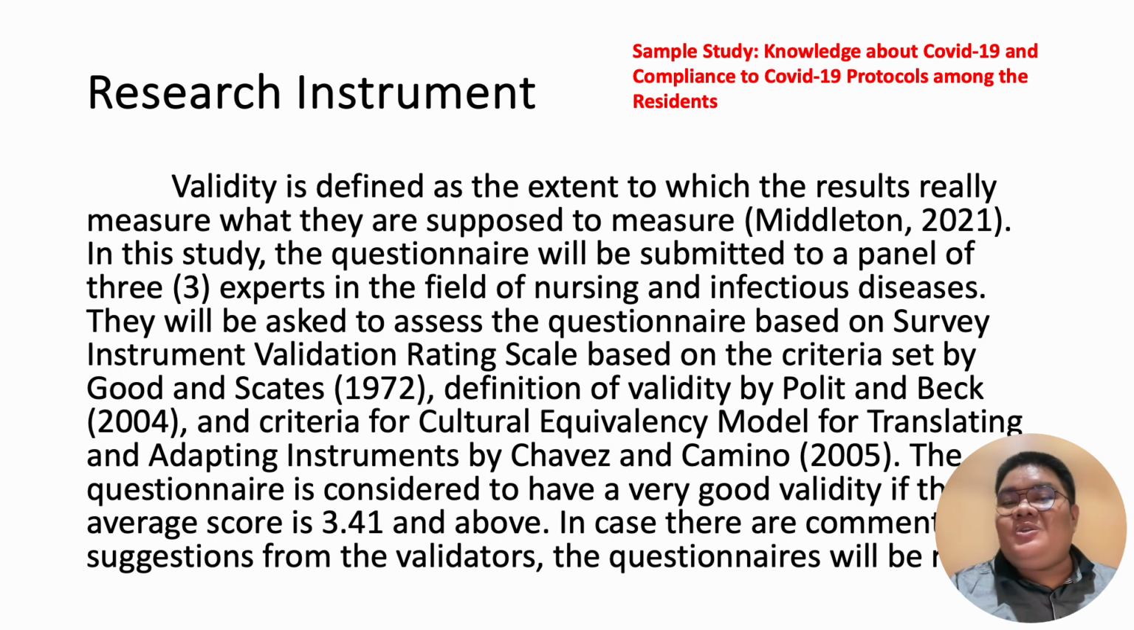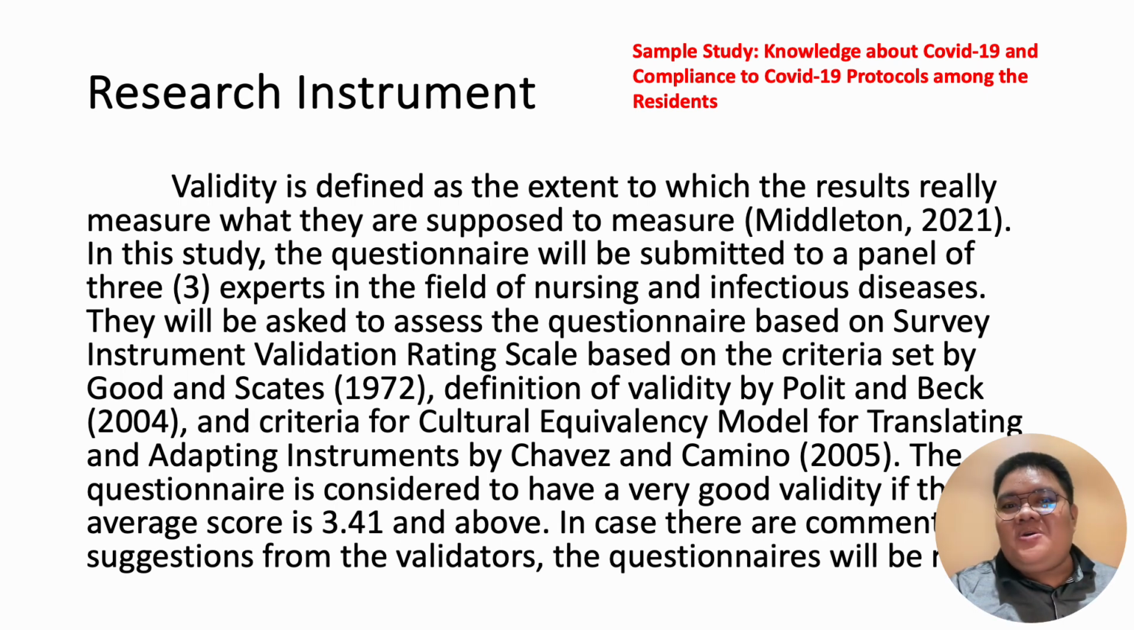One of the scales that is used is that of Good and Scates, in 1972. Now, from this one, I am using the survey instrument validation rating scale based on the criteria set by Good and Scates 1972, the definition of validity by Polit and Beck 2004, the criteria for cultural equivalency model for translating and adapting instrument by Chavez and Camino 2005, as discussed by Odocado. The questionnaire is considered to have a very good validity if the average score is 3.41 and above.